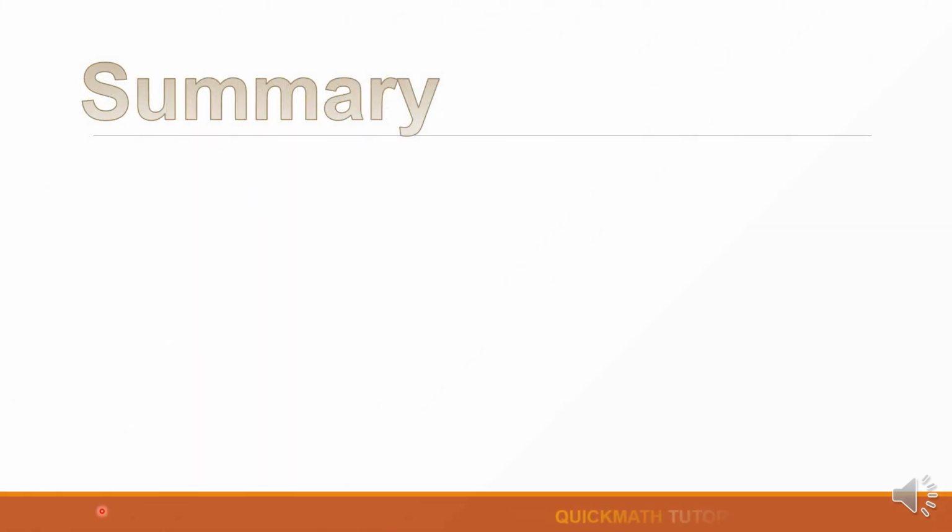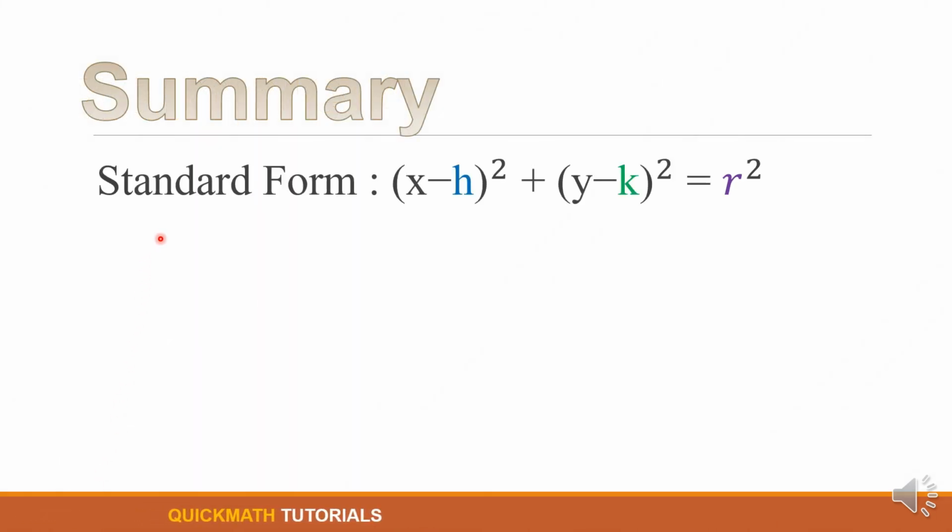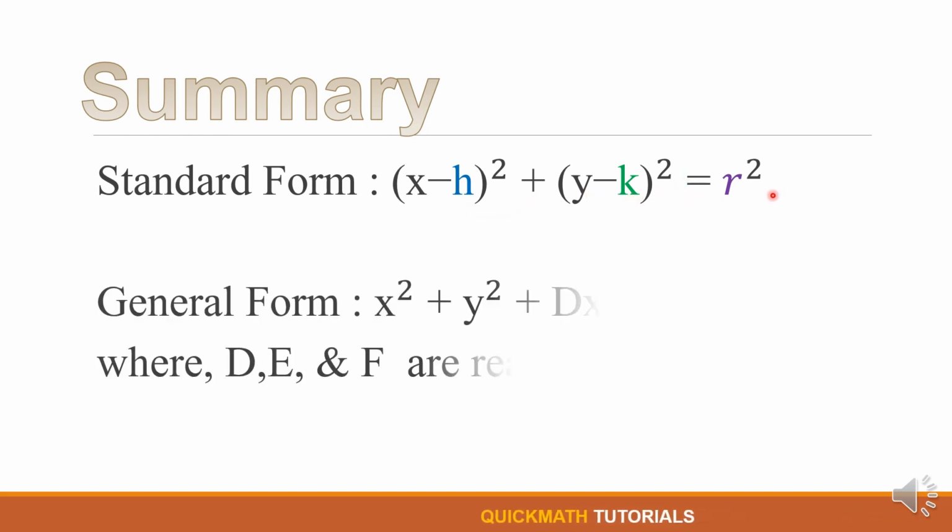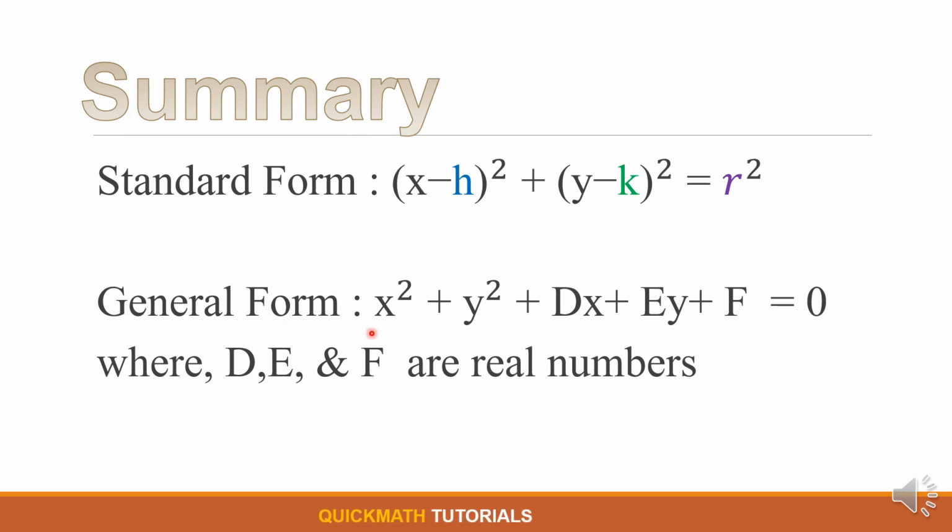So, to sum it up, the standard form of the equation of a circle is the square of x minus h plus the square of y minus k equals r squared. And the general form is, again, x squared plus y squared plus dx plus ey plus f is equal to 0, where d, e, and f are real numbers.